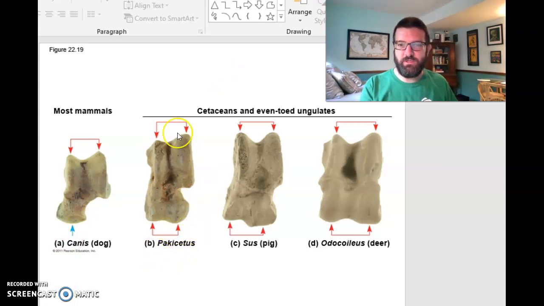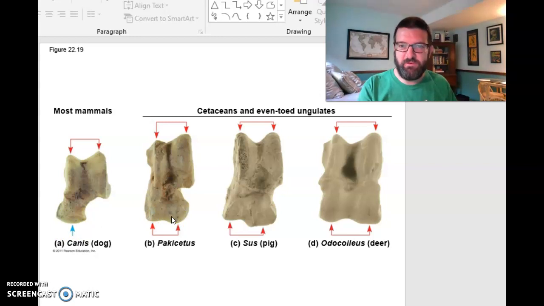So Pakicetus is an extinct cetacean, right? An ancestor of whales now. And you compare it to pigs and deer, to hooved animals. I believe this is the talus, one of the foot bones. They have two little bumps down here, right? Whereas most mammals, like this dog, only have one little bump here. And that's one piece of evidence.